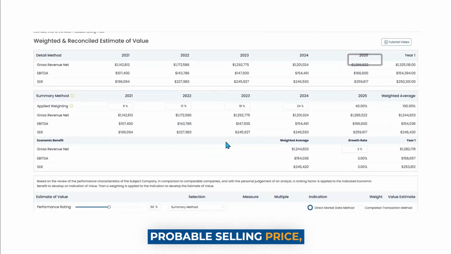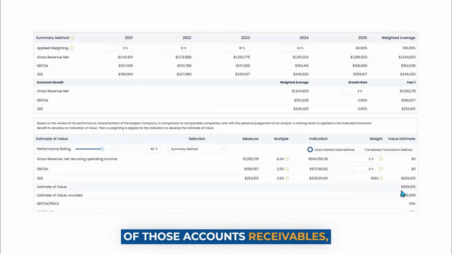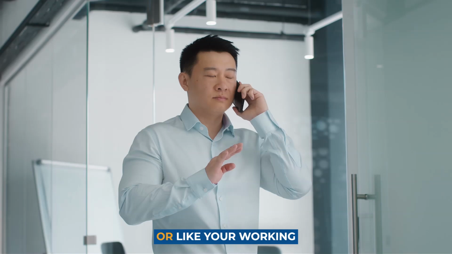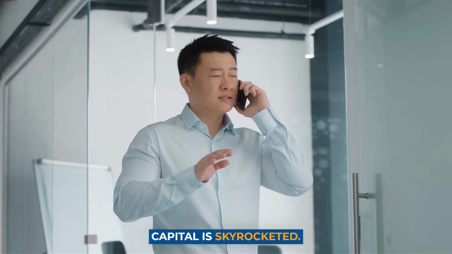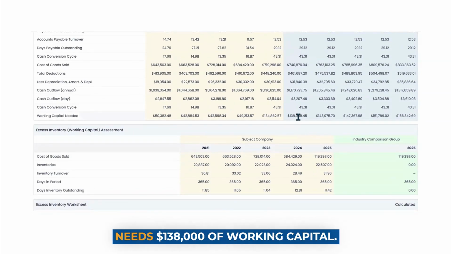And if it's a recurring systemic problem, then when I come to most probable selling price, I'm not selling this deal at the 75th percentile for $791,000. I'm reducing it, and the cost of those accounts receivables bulging and not having a cure for it may have cost this seller $130,000, because a new buyer's going to come in here and say, you guys are bleeding cash, or your working capital has skyrocketed. I could come back to my working capital assessment and I could look at, this company needs $138,000 of working capital.